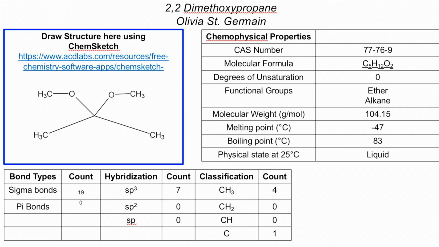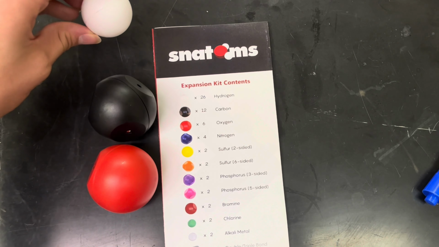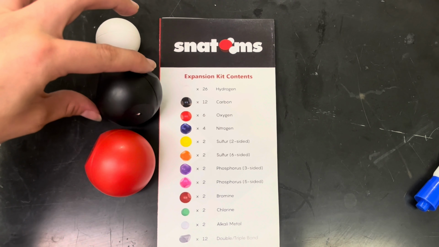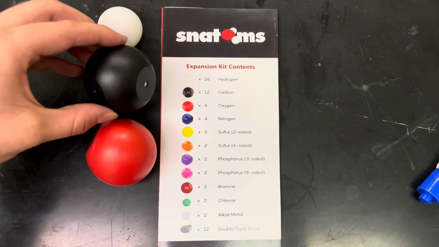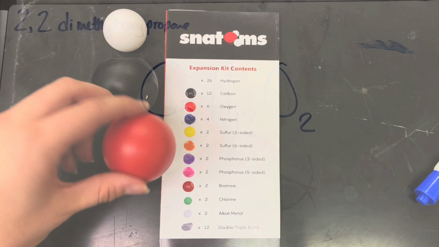Hi everyone, in this video I will build 2,2-dimethoxypropane using the Snatoms kit. We will identify functional groups, hybridization, and molecular geometries. When we use the Snatoms kit, hydrogen will be represented by the white ball, carbon will be the black ball, and oxygen will be the red ball.